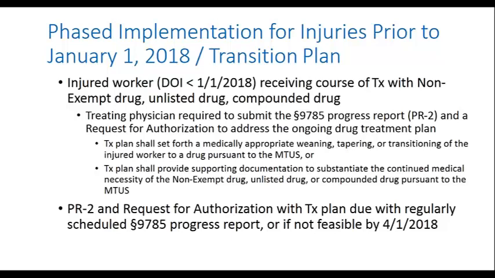Doctors are required by Section 9785 to submit a PR2 no less frequently than every 45 days during ongoing treatment. Ideally, the treating physician will submit the transition plan along with the request for authorization at the next PR2 due date. But if that is not feasible, the regulations allow the report, treatment plan, and RFA to be submitted by April 1, 2018.